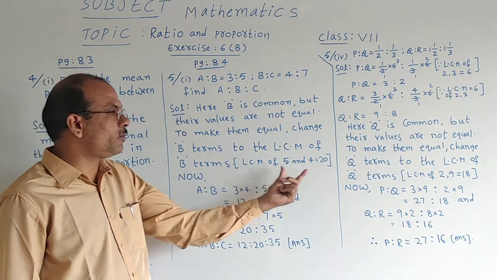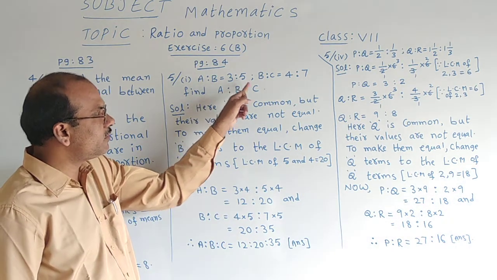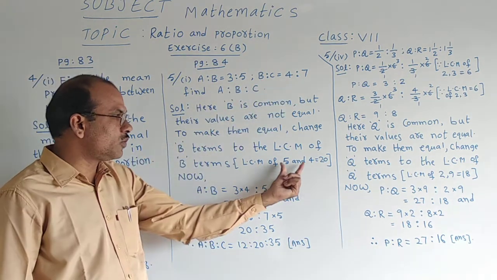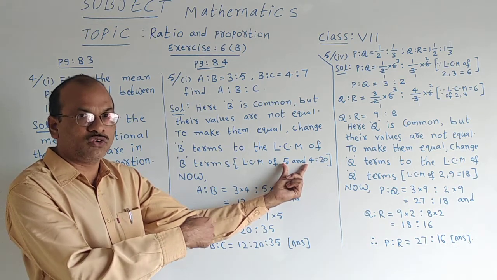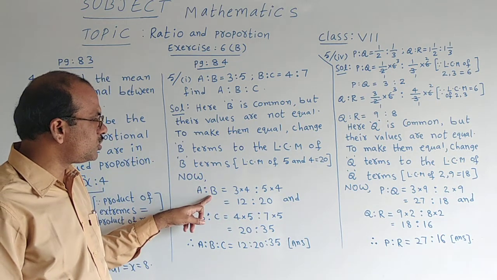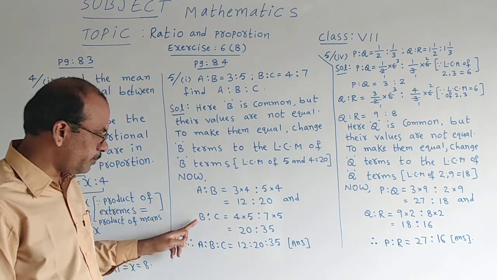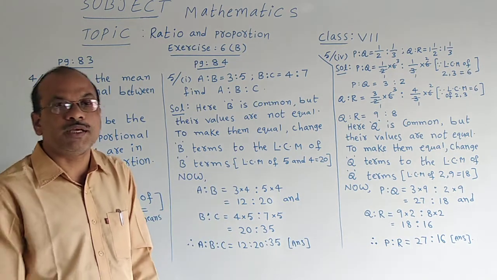Then the LCM of the B terms, 5 and 4. Here B is 5, here B is 4. So the LCM of 5 and 4 gives you 20. That means here the B term should change to 20, and here the B term also should change to 20. Then our task will be easy.